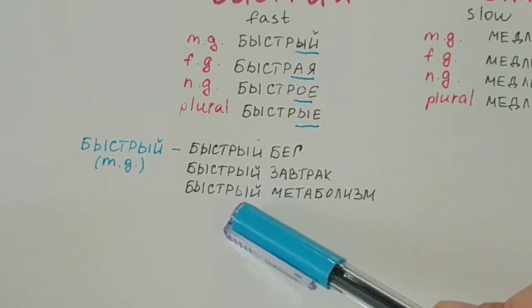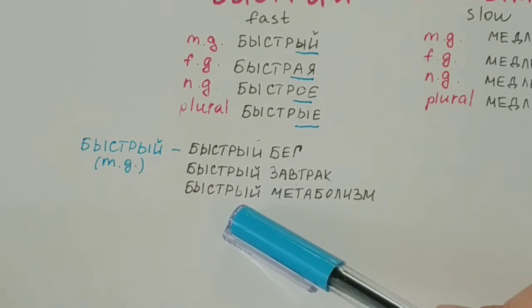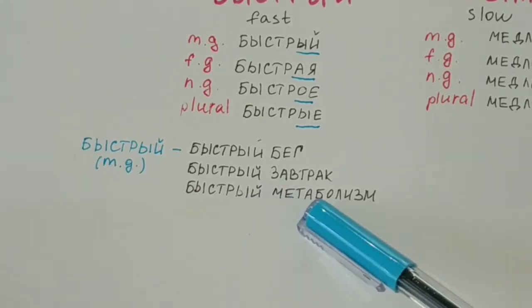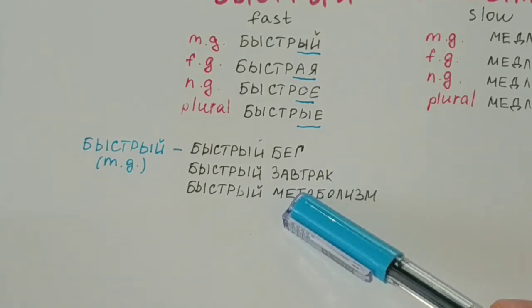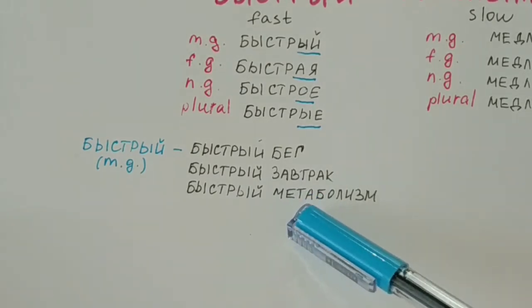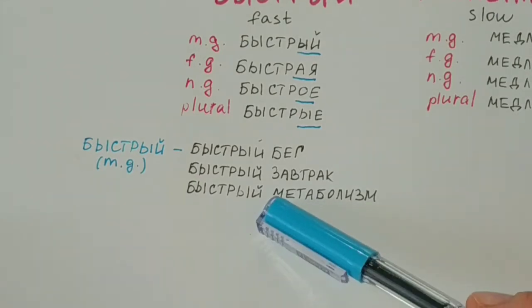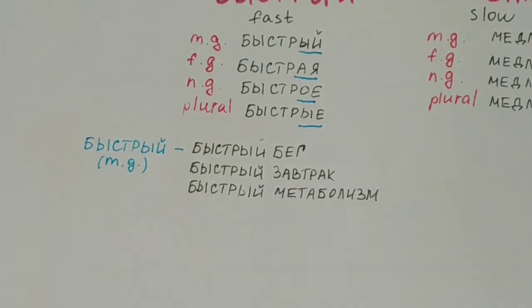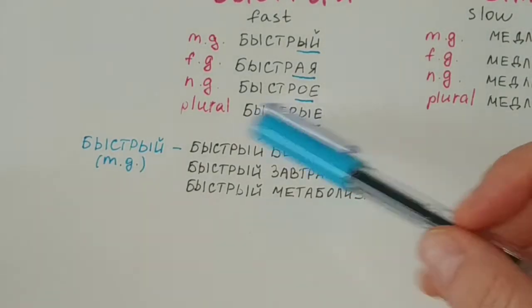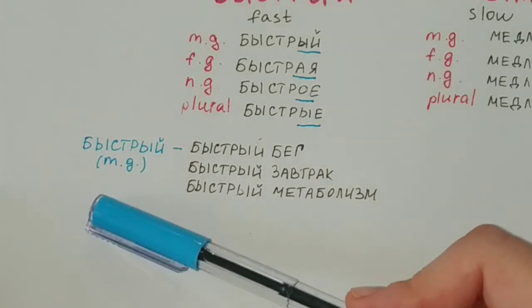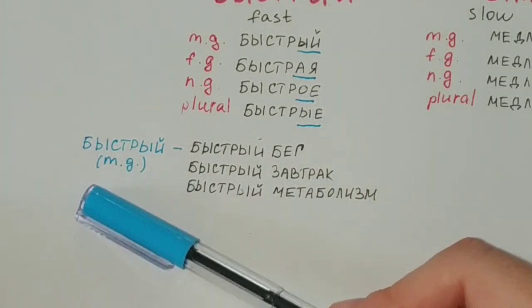And also you can say быстрый метаболизм, fast metabolism. You can guess that метаболизм means metabolism. It is also a noun of the masculine gender, and you can say fast metabolism. So, of course, we always tend to envy people with fast metabolism because basically they can eat whatever they want. So that is like a set phrase, and these are 3 examples for the adjective быстрый, fast, in the masculine gender form.